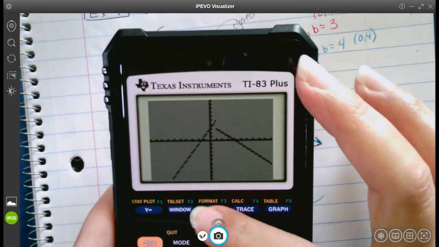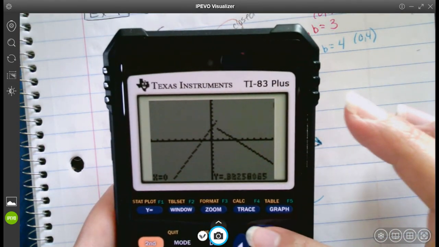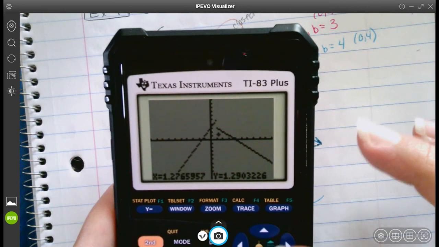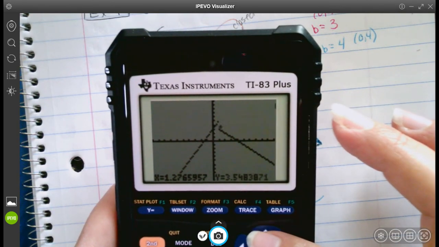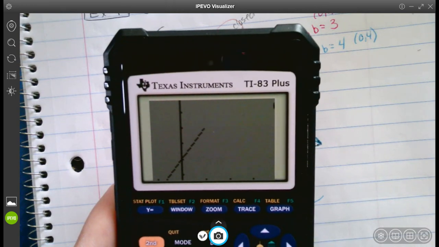If you wanted to zoom in, you could just press zoom in. And there's a little plus sign that pops up. You can move it closer to where you want it to zoom in. And we can get a better view of what's going on there.